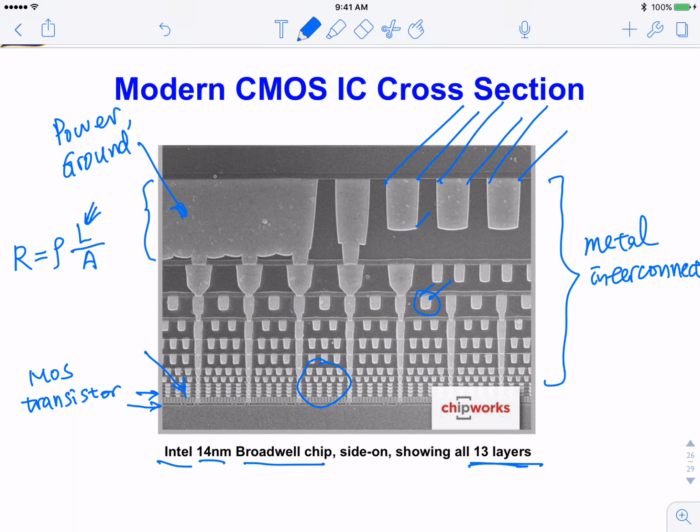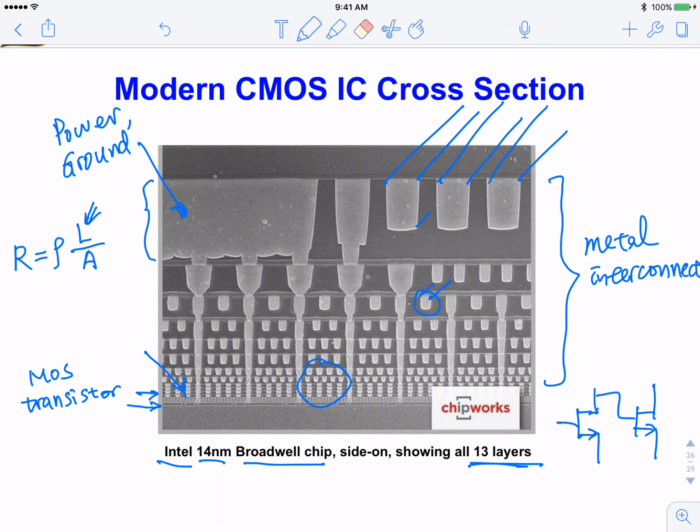Length is kind of fixed by your circuit. You need to go from here to here. So cross-sectional area is the one that you control your resistance. And usually when you have a transistor, we're going to talk about circuit. So you have a transistor that looks something like this. It's going to drive the next stage transistor here, okay?